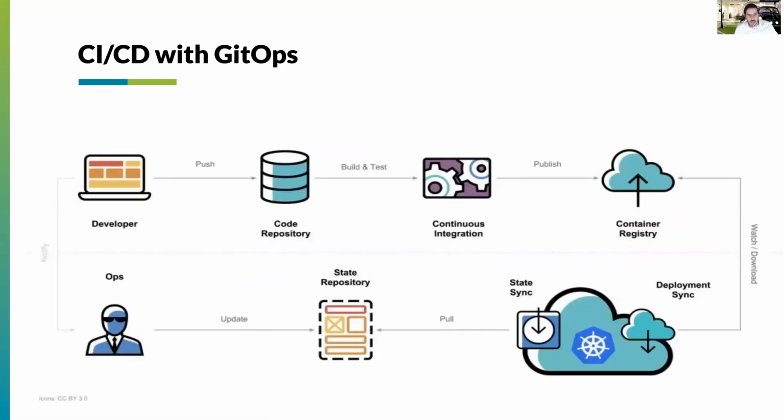What this would look like, just to give a quick overview from the visual perspective, you have a developer who changes code. That code is then picked up by a CI process, which pushes it into some sort of container registry and then deployed in the environment. But at the same time, you have an ops person who's essentially updating a state repository in the form of a Git repository, and then the environment is actually pulling that configuration from there.